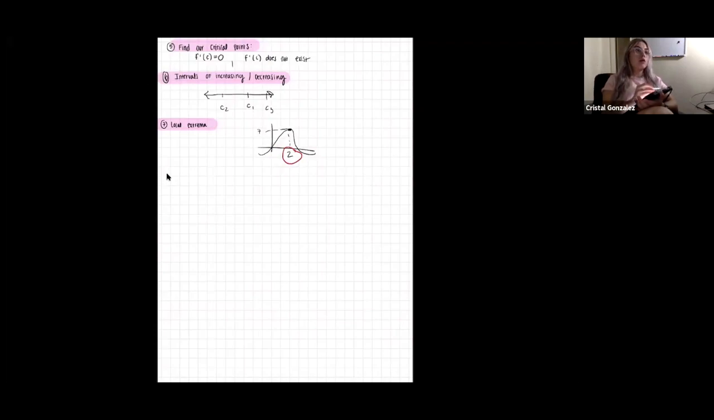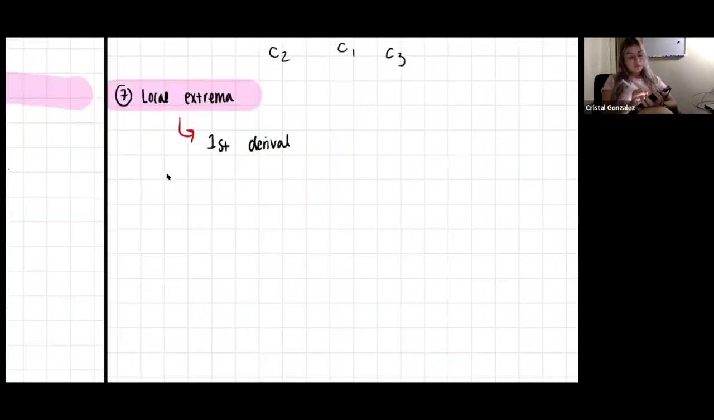So how do we find our local extrema? You can do that using your first derivative test, or you can do your second derivative test. And remember, you always plug these values, your critical values, back into the original function. Don't confuse that with plugging it into the derivative.